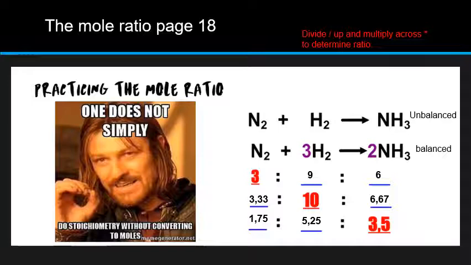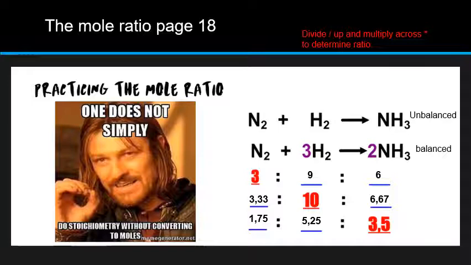The second row with the purple coefficients is balanced. That is a balanced chemical reaction. Everything is stable. Everything is conserved. Now, when I look at the ratio in that balanced chemical reaction, it's going to be 1 to 3 to 2. That is my mole ratio for this chemical reaction.